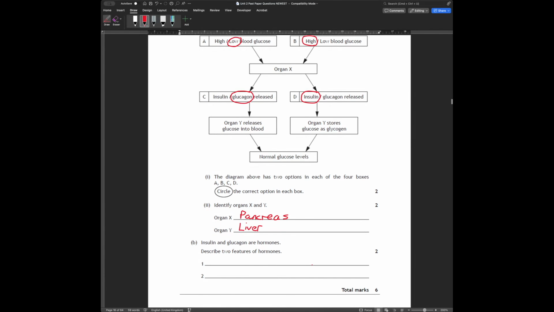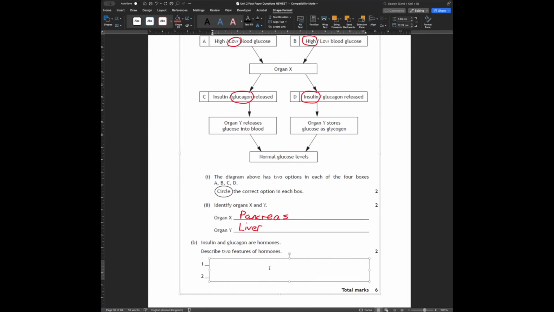And then lastly, it says insulin and glucagon are hormones. Describe two features of hormones. Okay. So we had a little list back in our lesson, didn't we, of all the different features of hormones? So things like they are made of protein would be one. They are chemical messengers is another. They travel in the blood is another. They are released by endocrine glands is another.